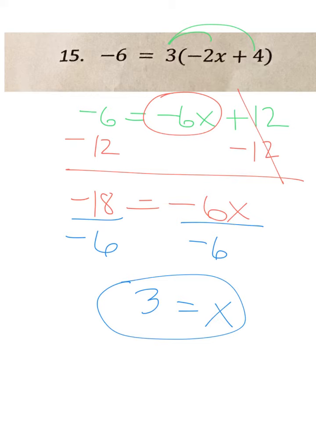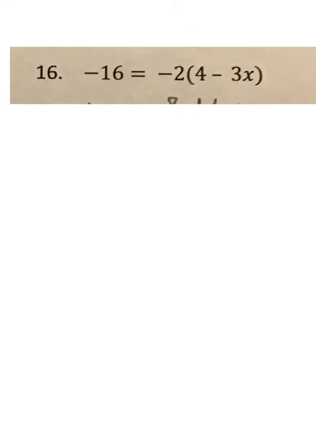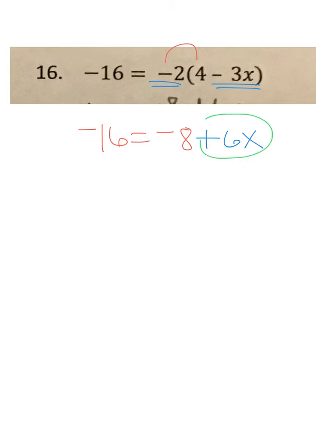Okay, problem 16, here we go. Again, we're going to do the distributive property. So we have negative 16 equals negative 2 times 4 is negative 8. Again, this is a negative 2, and this is a negative 3x. So negative times a negative is a positive, so we're just going to put plus 6x. No double signs.